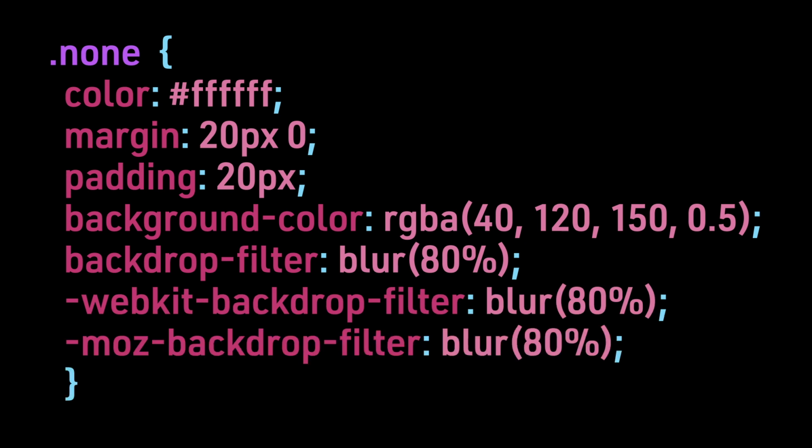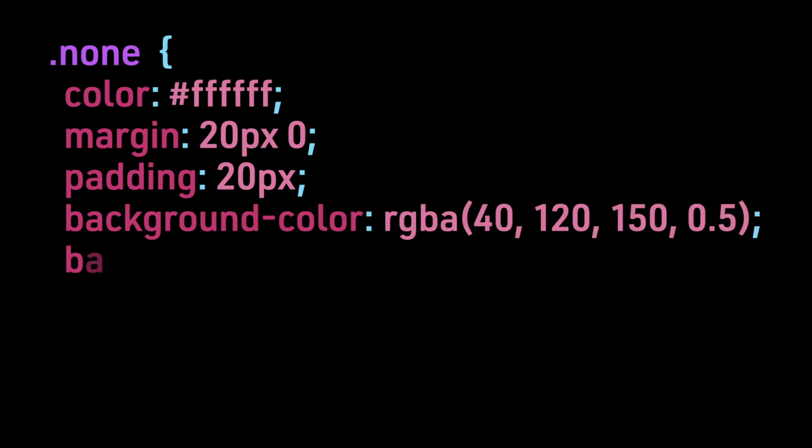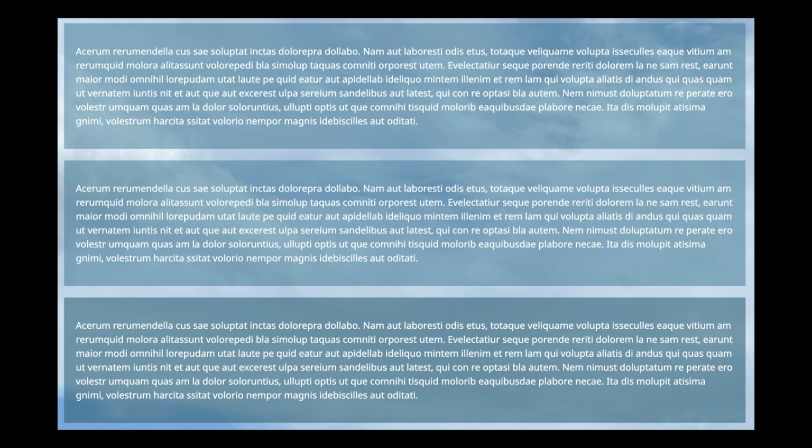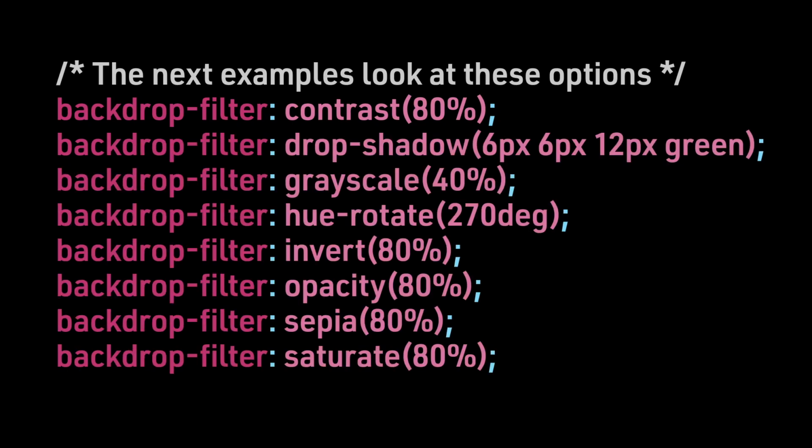Next, we look at blur. And the third option is brightness. Note that we are only changing the code of the backdrop filter property. It is a little difficult to see the differences in these options, especially with a cloud background, but the third, brightness, is clearly darker than the other two. The next examples look at these options.